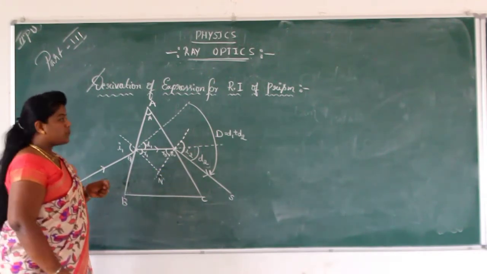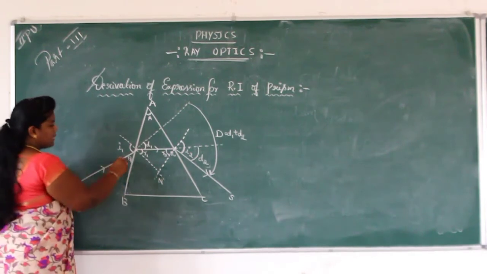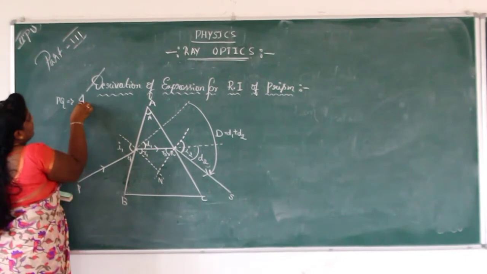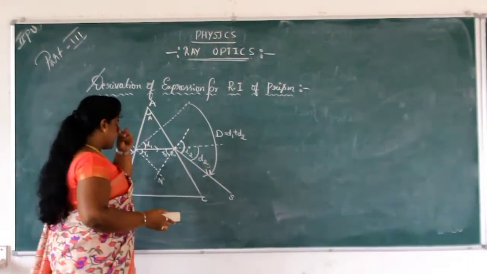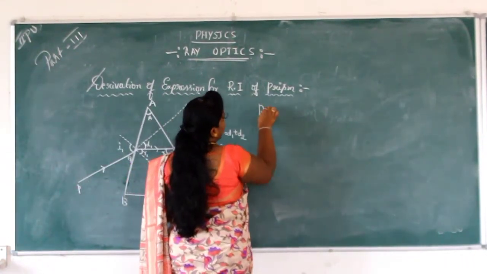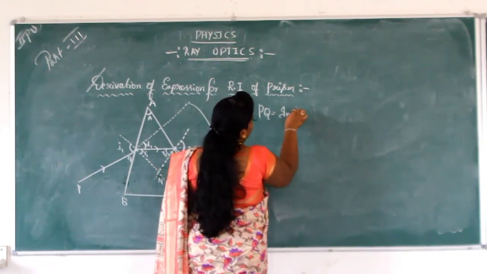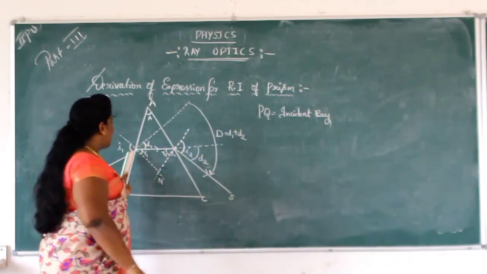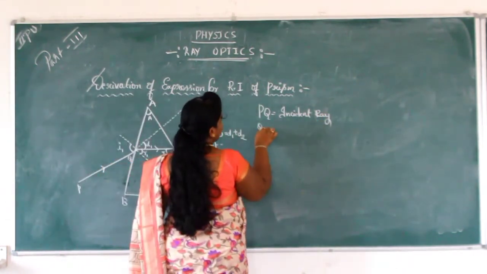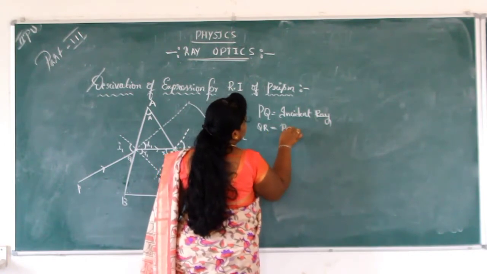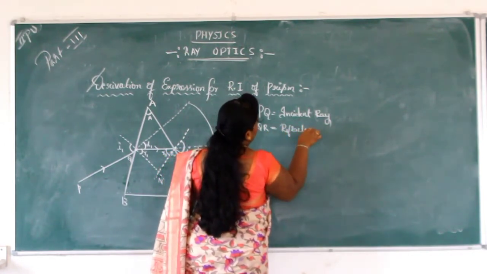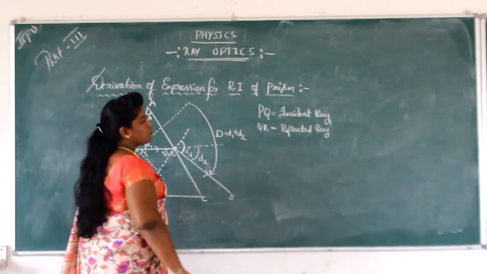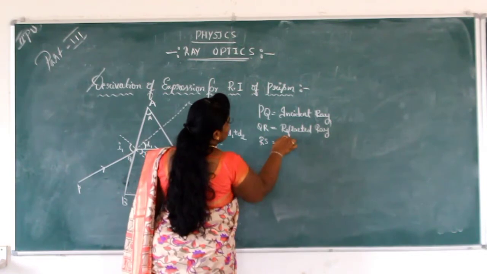I am going to write all the things. PQ is said to be the incident ray, QR is said to be the refracted ray, and RS is said to be the emergent ray.